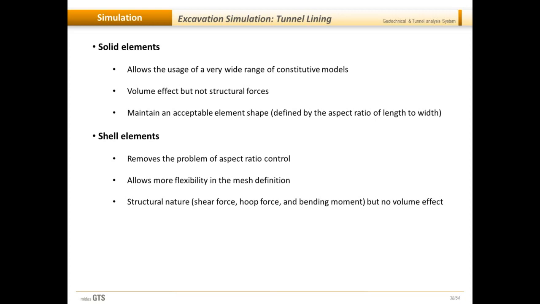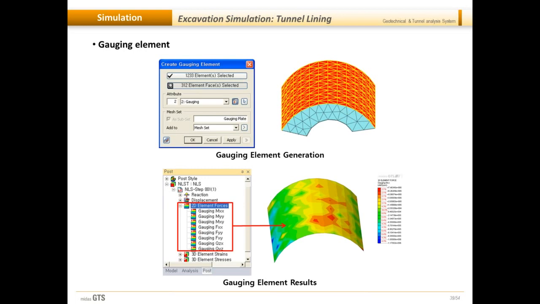So keeping these points in mind, we at Midas have generated a special type of element called gauging elements. The gauging elements is the feature that transforms the outer surface of your tunnel lining. So this is a solid tunnel lining, and its outer surface is transformed into gauging elements, which means that this surface will actually behave like shell members and give you the structural results that you need for designing your lining.